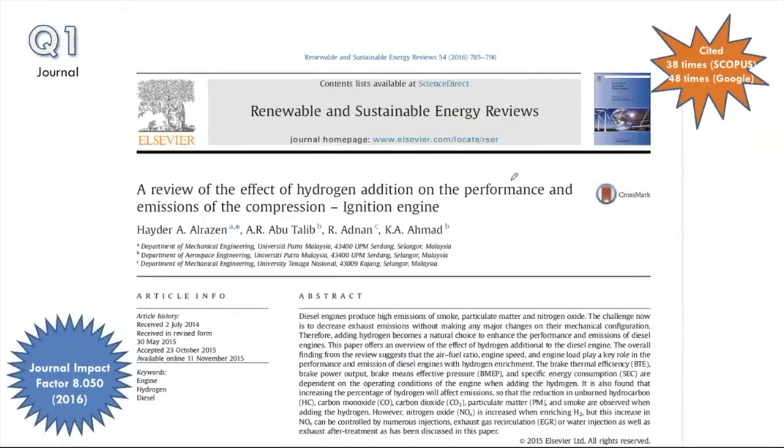Now, there's another article that we published in the year 2016, but with a much higher citation. This is another article that we published in Renewable and Sustainable Energy Reviews. This is also a Q1 journal, with a very high impact factor of 8.050. The title of the paper is A Review of the Effect of Hydrogen Addition on the Performance and Emissions of the Compression Ignition Engine. As you can see here, it has been cited 35 times in Scopus and 48 times in Google.